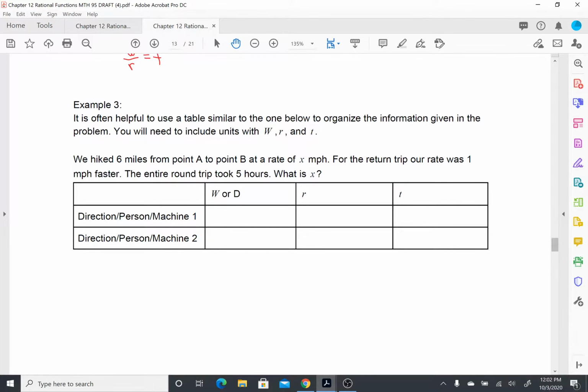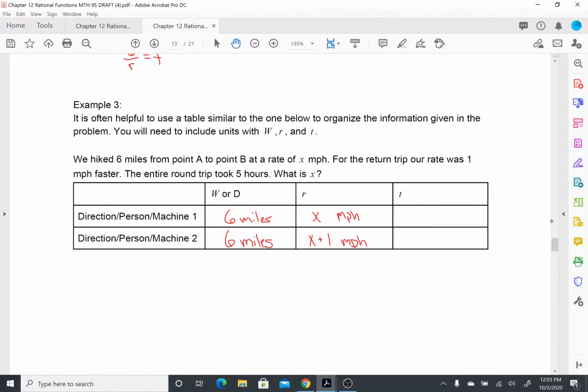So in this case, we know the d, or the work, and the d, the distance, was 6 miles each way. So I'm going to write 6 miles. And we are given our rate as variables. In the first direction, it was x, and I'll say miles per hour. And in the second direction, it was x plus 1. We traveled 1 mile per hour faster in the second direction.